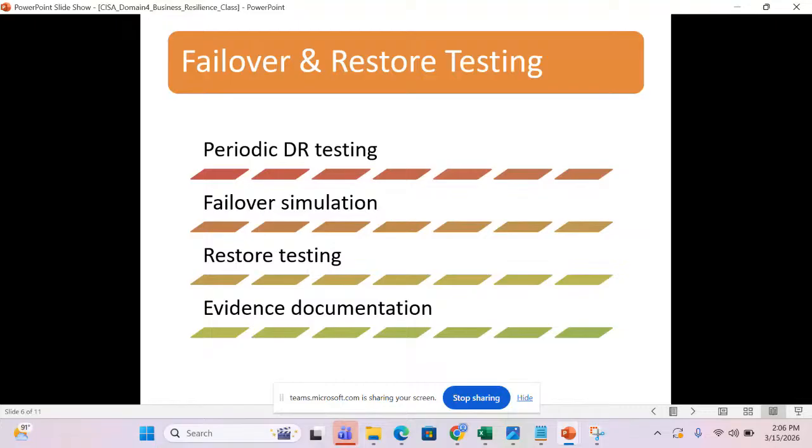However, don't forget that if you are not doing your restore testing, you cannot be sure to do a failover simulation. Why? Because, like I mentioned, your failover simulation is just like a replica of what you have in a normal scenario, in a normal downtime situation.